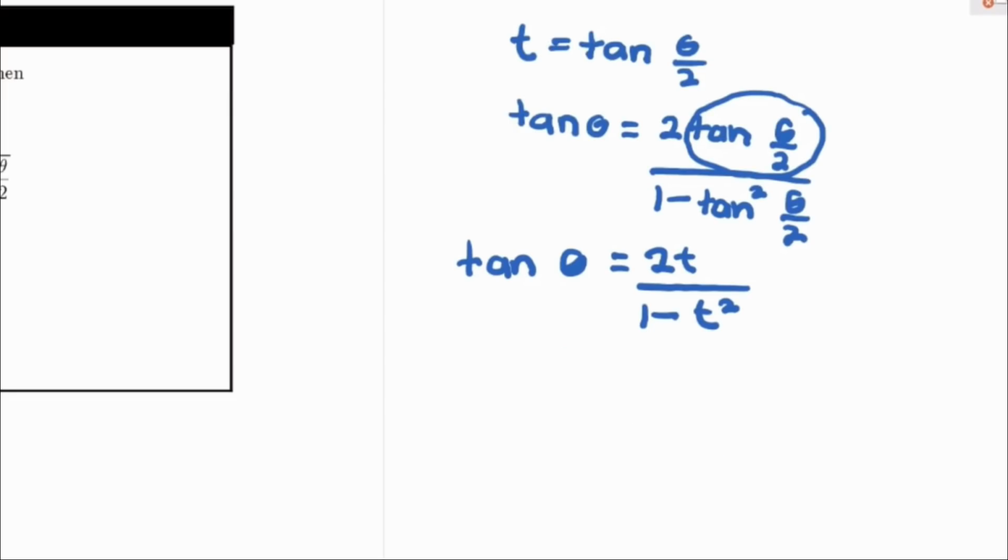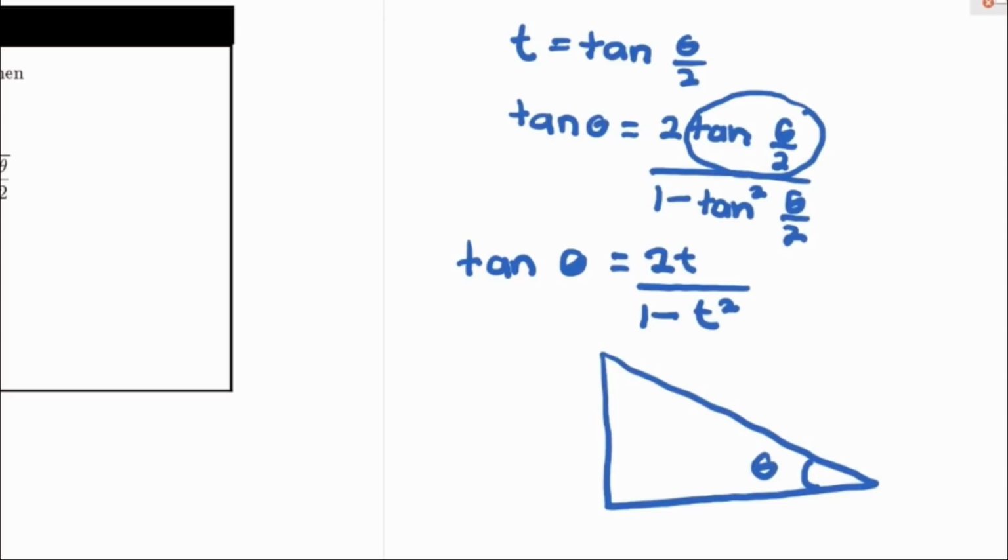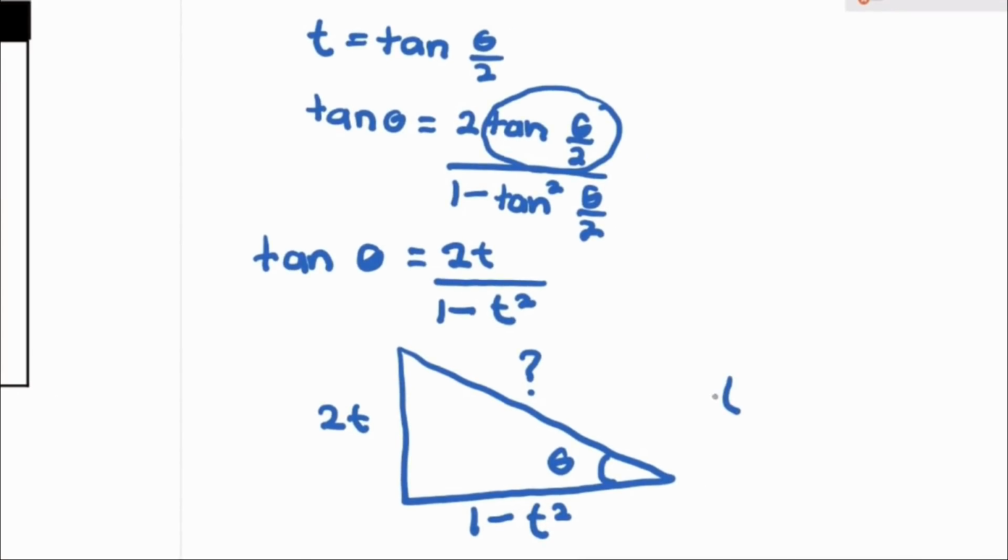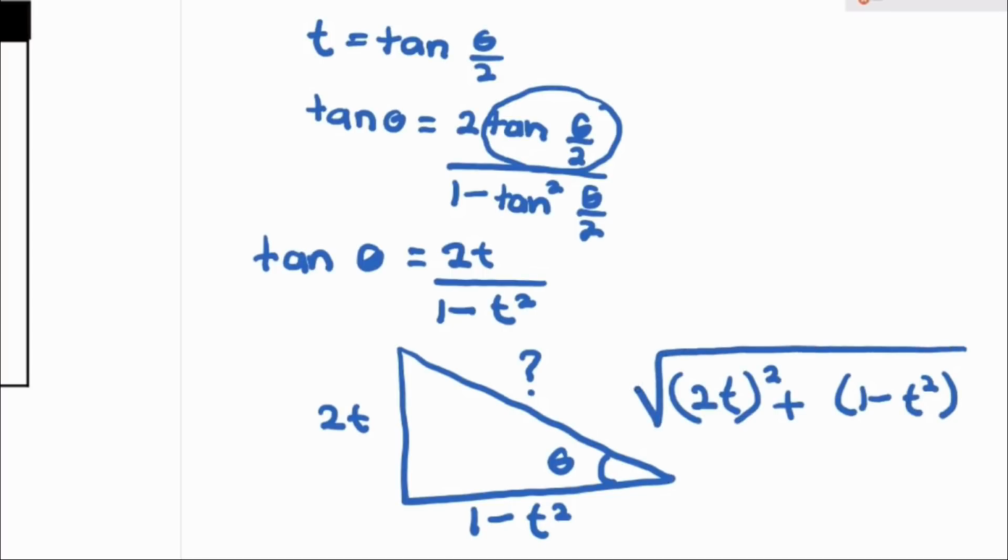How to express cos theta and sin theta in terms of t? We use the theorem of Pythagoras. We let theta here. As we know, tangent theta equals opposite over adjacent. So how to get the hypotenuse? You use the formula square root of 2t square plus 1 minus t square, and then you calculate. The result here is 1 plus t square.